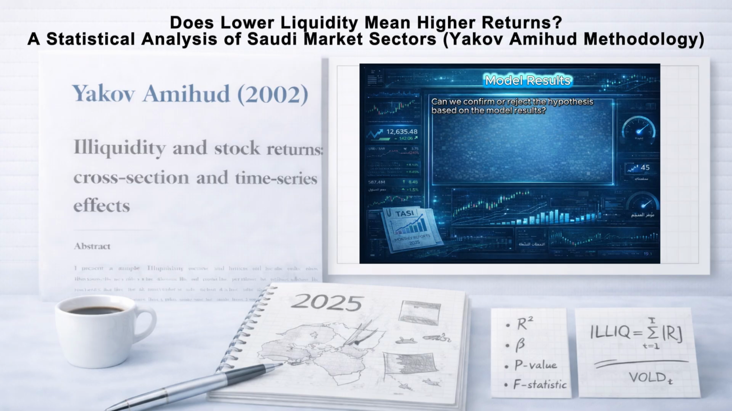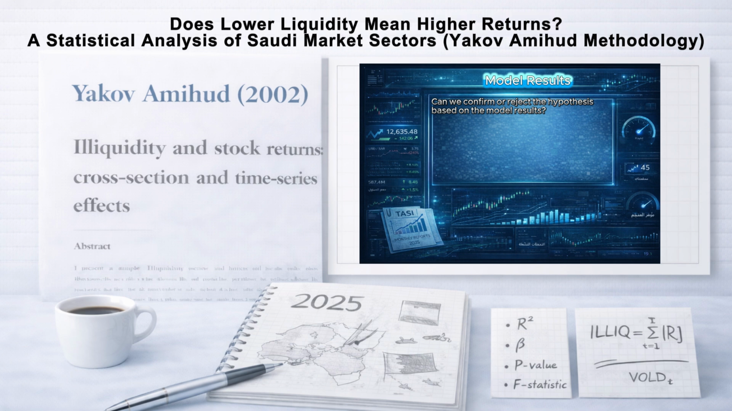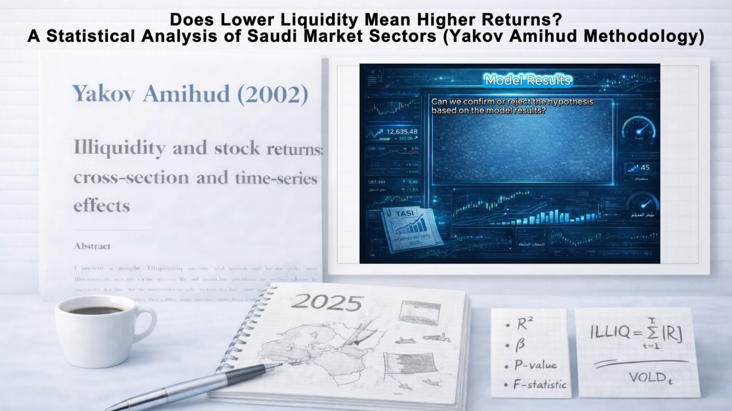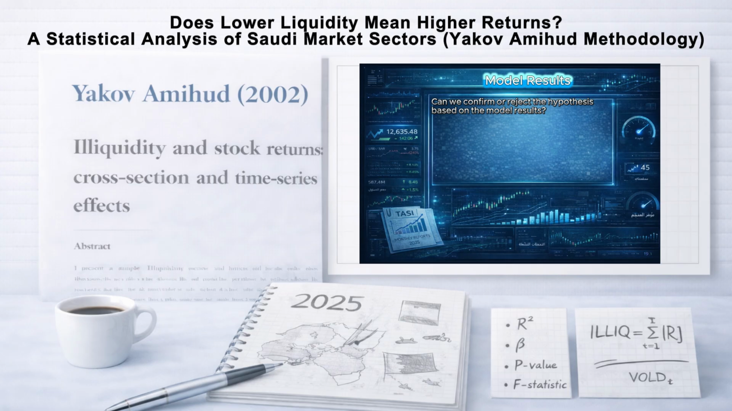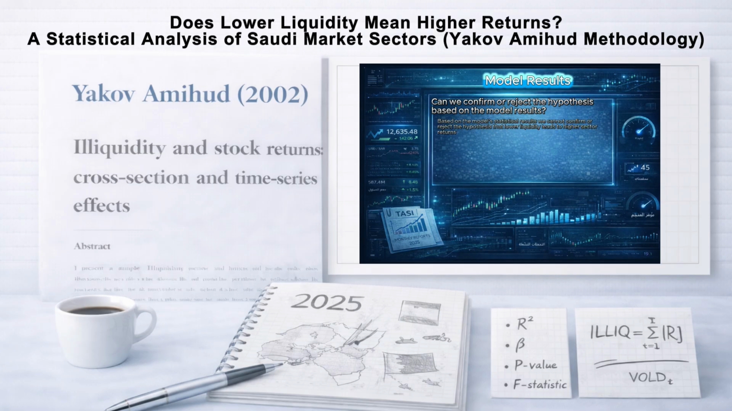So, can we confirm or reject the hypothesis? Based on the results, we can say the following. Lower liquidity in a sector does not consistently lead to higher returns, and the relationship observed in developed markets does not appear with the same clarity in an emerging market like the Saudi market. So, based on these results, we cannot confirm or reject the hypothesis that lower liquidity leads to higher returns at the sector level, and there are two main reasons for that.